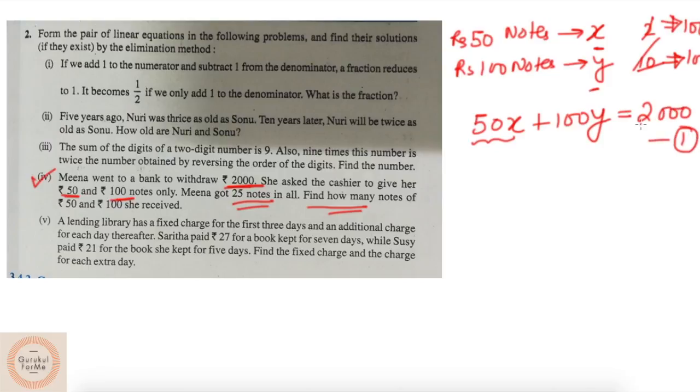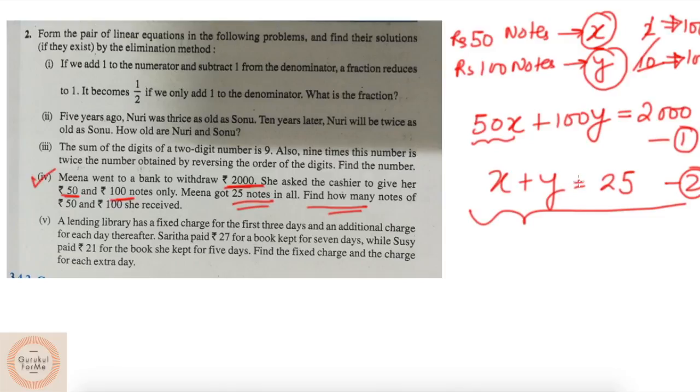Can I say that this is equation number 1? Absolutely. And how many notes did she get in all? How many notes were for 50 rupees? X. How many notes for 100 rupees? Y. Can I say that X plus Y is equal to 25? Brilliant. Can I use either substitution method or elimination method to find the answer for this? Yes. Fairly simple, and you can find the answer.